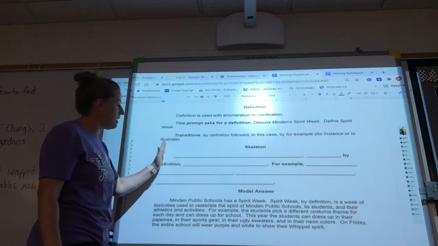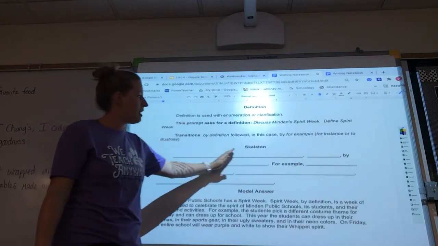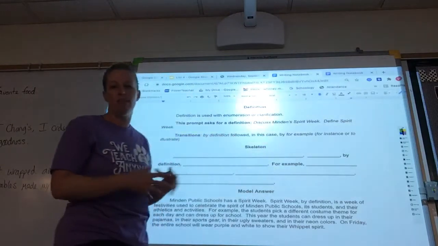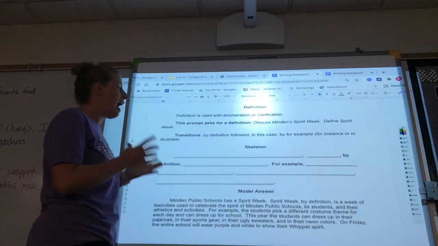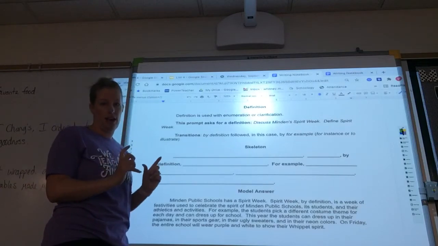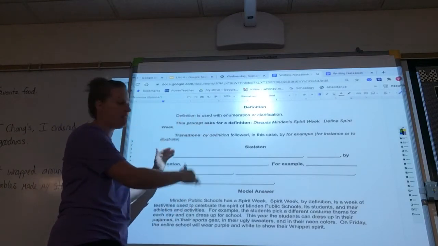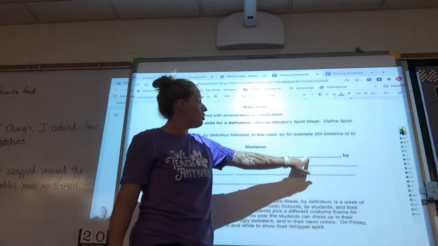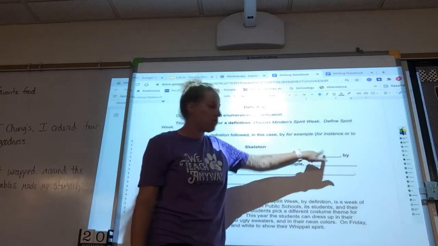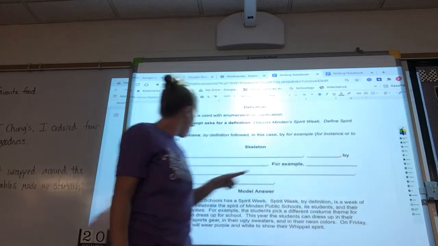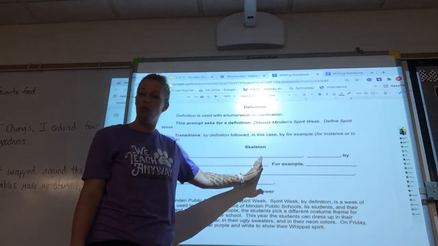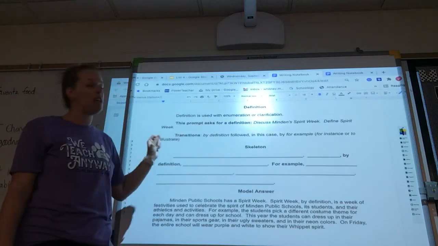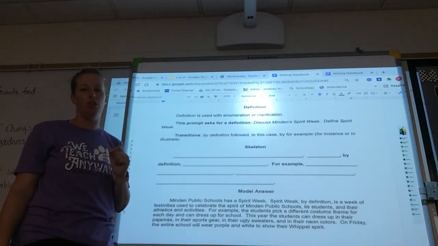If I'm going to indent like always and then have a topic sentence that includes me discussing Minden's Spirit Week, but they're also asking me for a definition, I have to have an extra sentence in there. So after your topic sentence, you're going to have the word you want to define, so Spirit Week, comma, by definition, comma, and then you're going to define that word or those words. So that's going to be your extra piece in a definition paragraph.